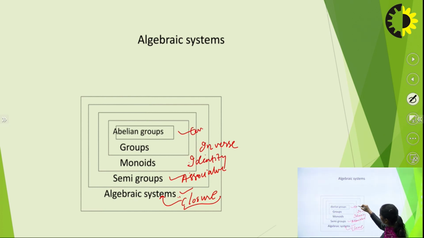And the last one is commutative. So if I check abelian, then I have to check all 5. If I want to check for group, then I will check all 4. If I go for monoid, then I will check 3 properties. If I go for semi-groups, then I will check 2 properties. If I go for only algebraic system, then I check only 1 property, that is closure. So this is basically the algebraic systems or the abelian group concepts.